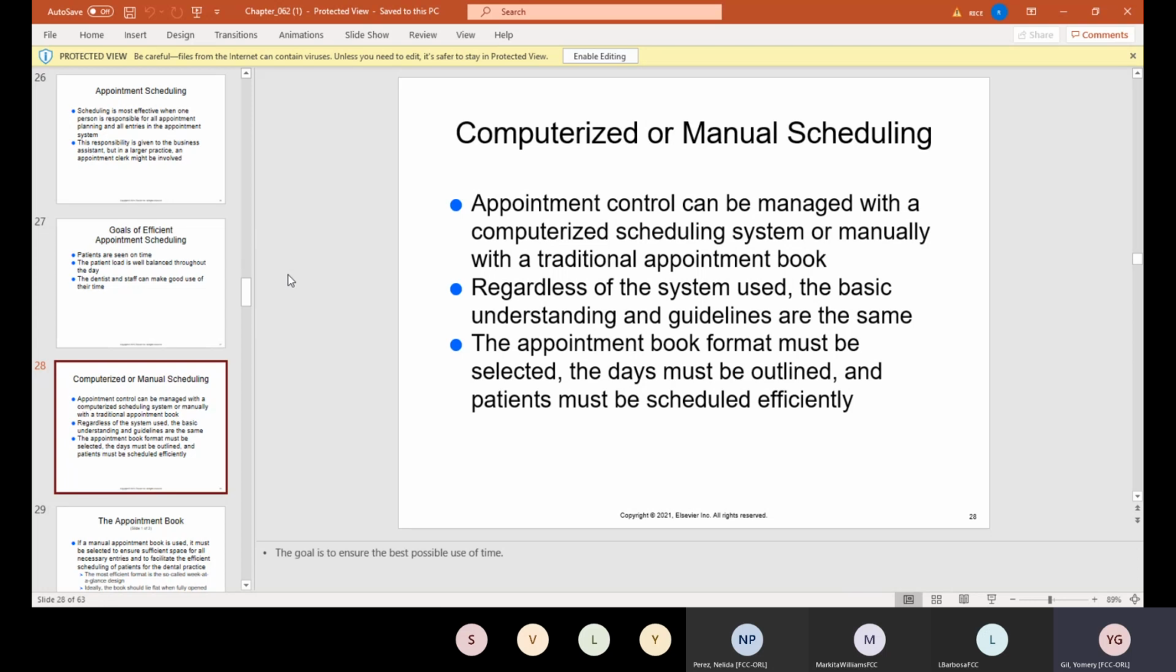Computerized or manual scheduling. Appointment control can be managed with a computerized scheduling system or manually with a traditional appointment book. I will let you know right now that you're probably not going to see an appointment book anymore. That was used a very, very long time ago. Many offices now are updated and they use a computerized system, which is much easier. Regardless of the system used, the basic understanding and guidelines are the same. The appointment book format must be selected, the day must be outlined, and patients must be scheduled efficiently.